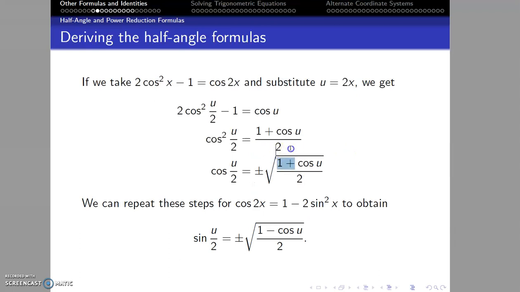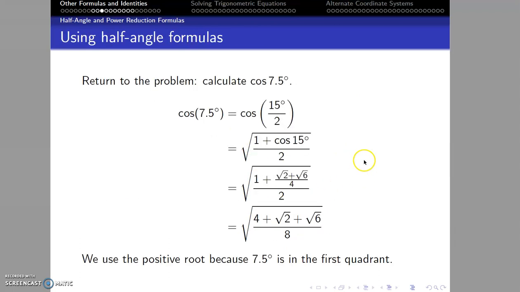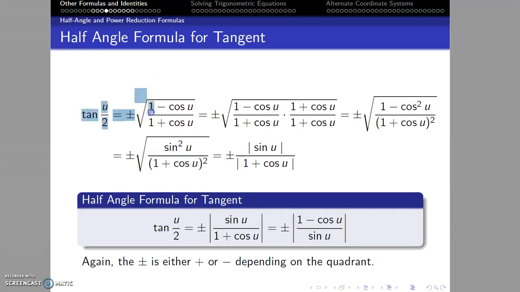The over 2's, the halves inside each, will cancel. So I'm looking at tangent of u over 2, or theta over 2, being the square root of 1 minus cosine u over 1 plus cosine u. And if you want to stop there, well and good, right? Just pick the plus or minus according to whatever quadrant u over 2 is in. But if you want to be fancy, we can go a little bit further with that.